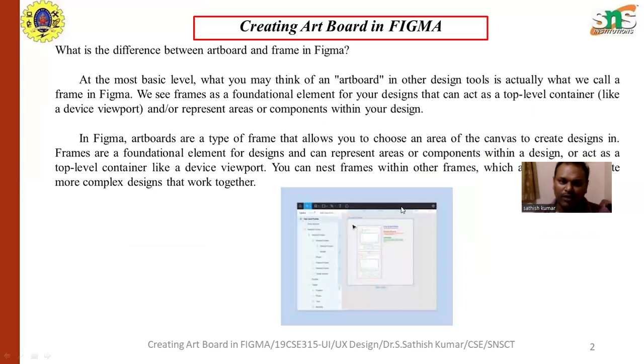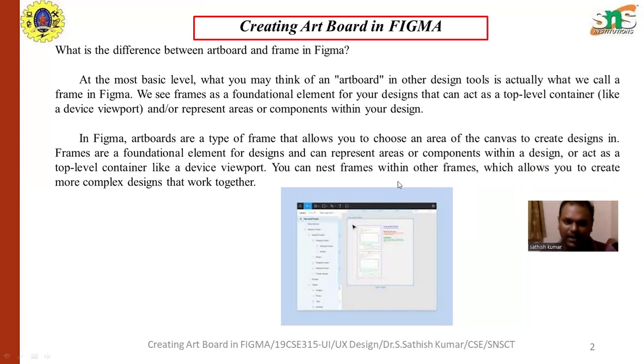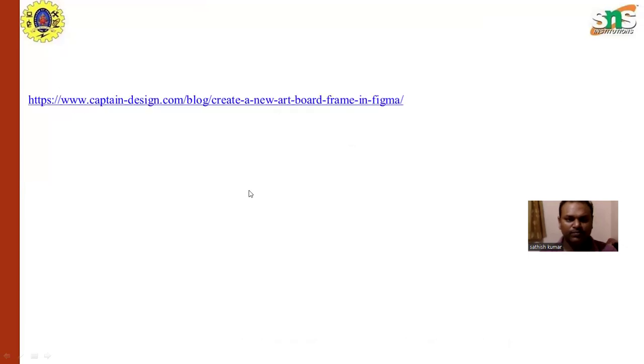What is the difference between an artboard and a frame? At the most basic level, we can think of artboards in other design tools as what we call frames in Figma. Frames are a foundational element of a design that can act as a top-level container, like a device viewport. In Figma, artboards are a type of frame that allows you to choose an area of the canvas to create a design in. You can nest frames within other frames, which allows you to create more complex designs that work together.